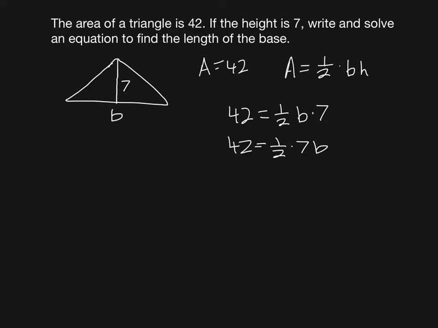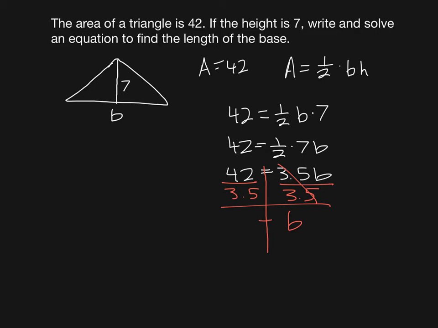Now I can multiply 1/2 times 7, and that's going to give me 3.5 b. And now that I have my equation nice and simplified, 42 equals 3.5 b, I can divide by 3.5, and I get b equals 12. The length of the base on this triangle is 12 units.